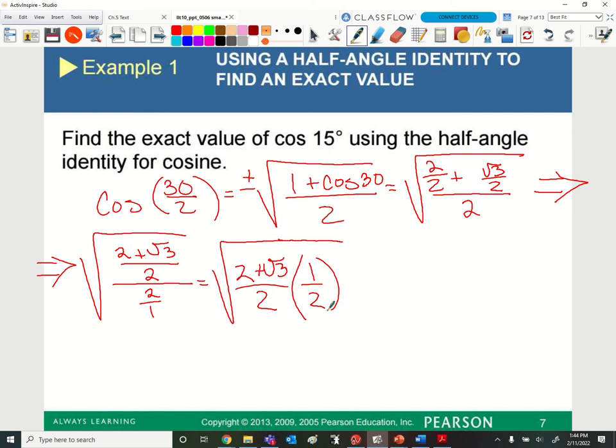So like I said, this does take a bunch of algebra. It's one of those things. But 1 times anything, I get the same thing, right? Nothing changes. But now on the bottom, the 2 times 2 is going to give me 4. So it's going to give me 2 plus rad 3 all over 4.